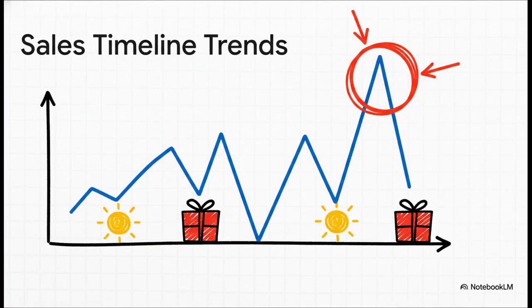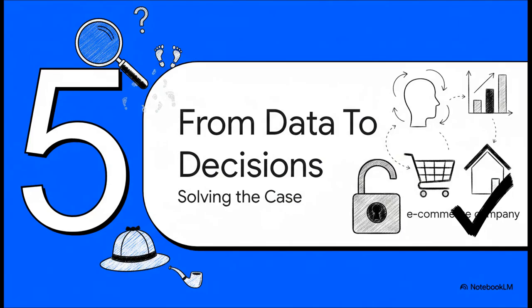And the line graph tells a crystal clear story. You can see these really sharp peaks, probably around the holidays in the fourth quarter. And you can see the valleys during the slower months, maybe late summer. What this all means is that the company can now actually predict its busiest times and get its inventory and marketing ready to go.